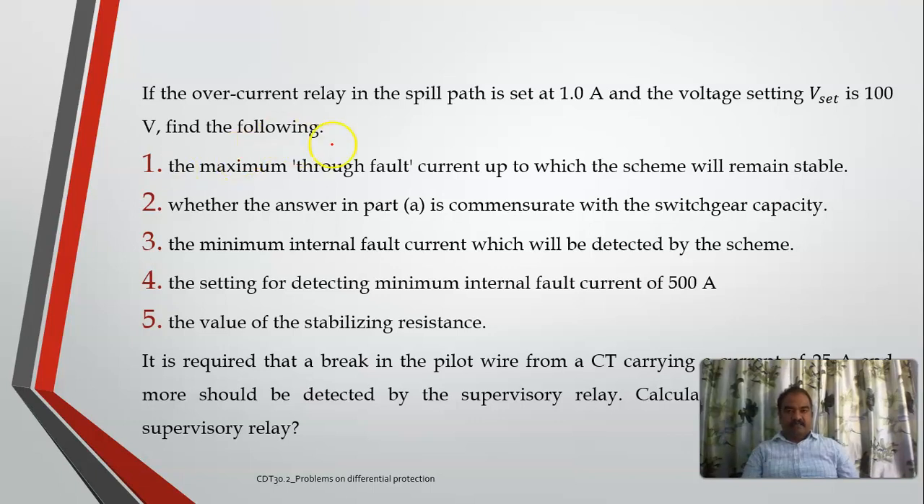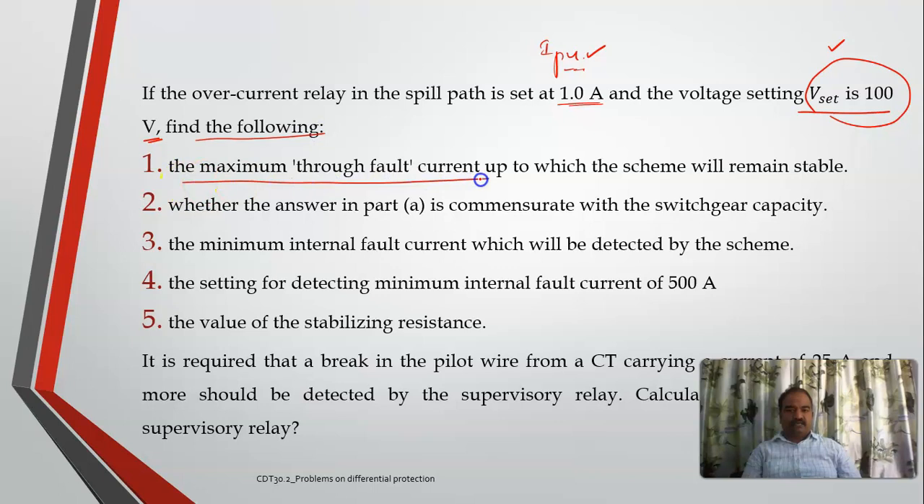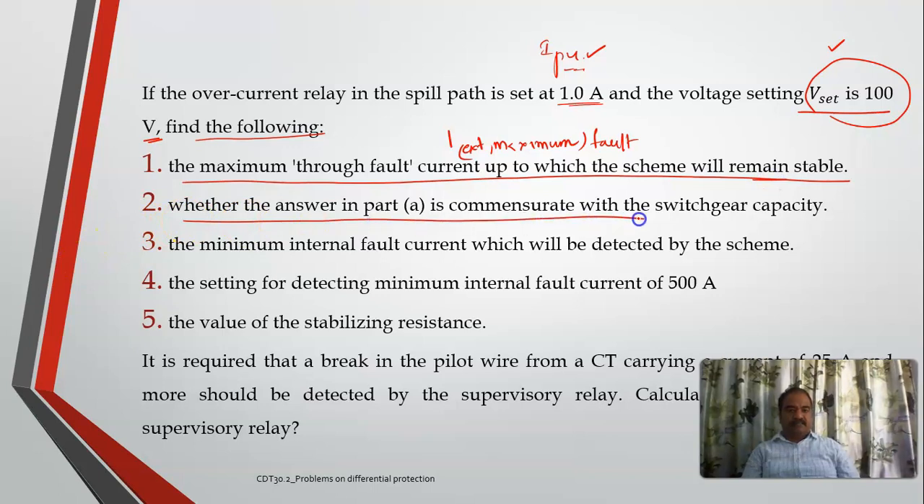The overcurrent relay in the spill path is set at 1.0 amperes, which means this is the pickup value, and the voltage setting is 100 volts. This is the voltage setting, V set. You have the pickup value, and V set is also there. What are you supposed to determine? Number 1, the maximum through fault current up to which the scheme will remain stable. He is asking for I external maximum. This is the fault current for which the system will remain stable.